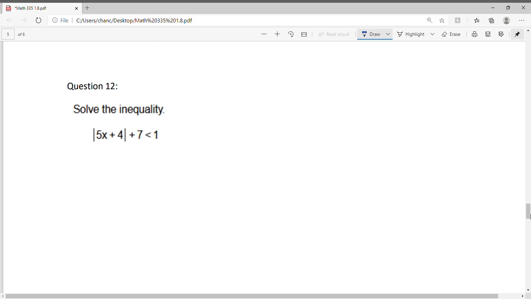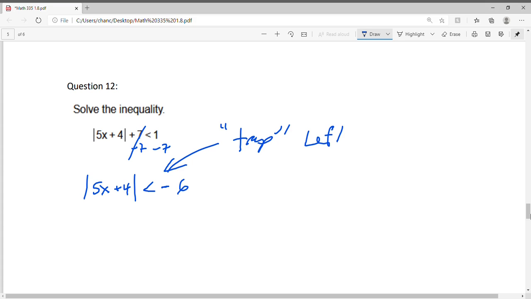For question 12, let's subtract the 7 to both sides. And we have the absolute value of 5x plus 4 is less than negative 6. Now some of you might think, oh, it's a trap. It faces left. But no, don't think that, because this is a negative. So be cautious when it's a negative.